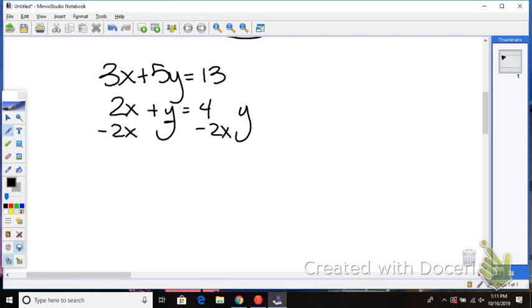So I have y equals negative 2x plus 4, or 4 minus 2x. So here's my equation 1, here's my equation 2, and here's my equation 3. 2 and 3 are exactly the same, just written differently. So we're going to take this negative 2x plus 4, and where am I going to substitute it?